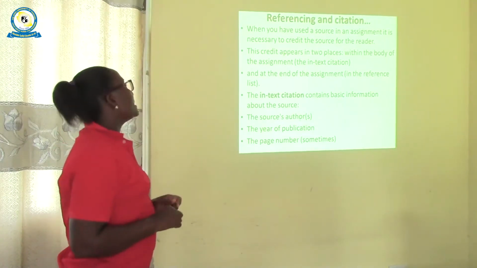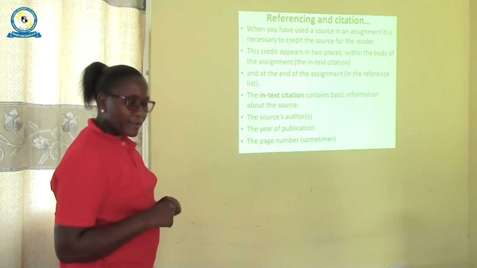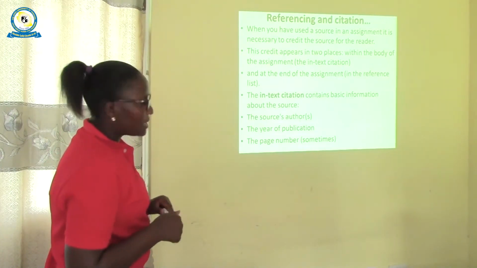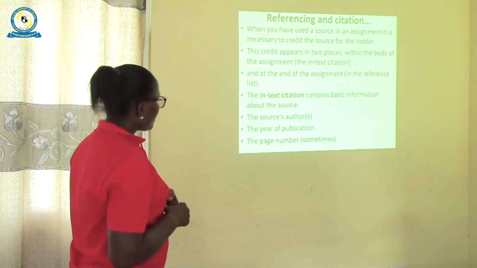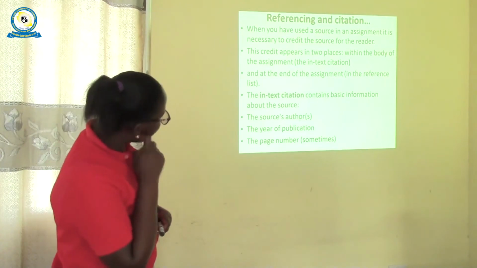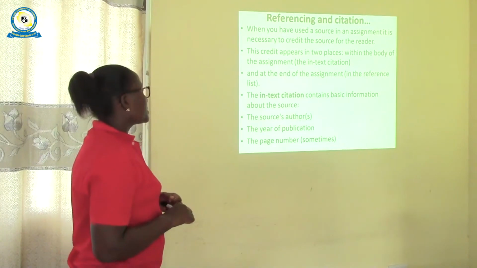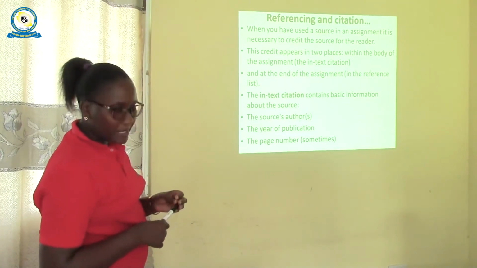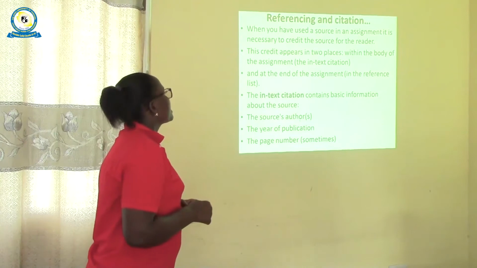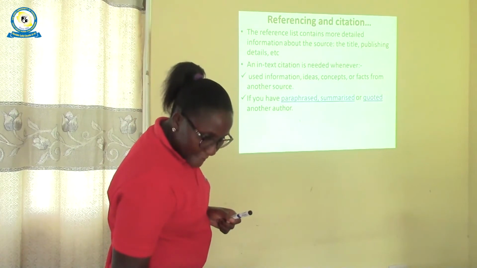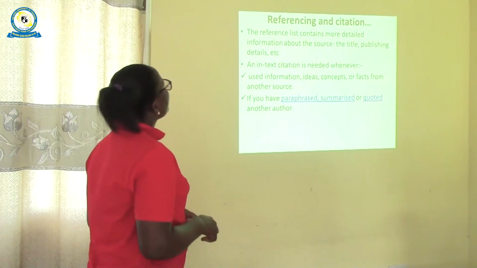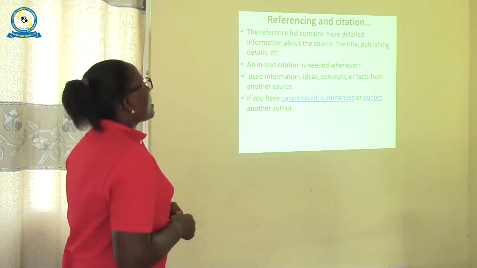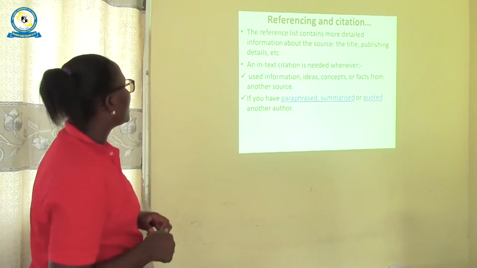So each and every referencing style has its own unique way of presentation and requirements to abide by their principles. And as far as APA is concerned, the in-text citation contains the basic information about the source: the source's authors, the year of publication, the page number sometimes. Okay, so that's where you find, and the reference list contains more detailed information about the source, the title, publishing details, and so forth.